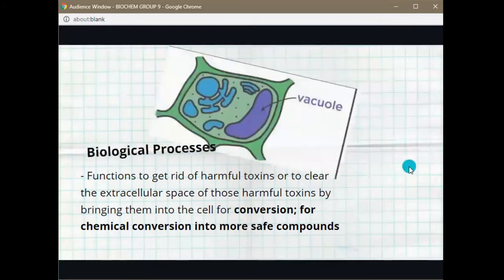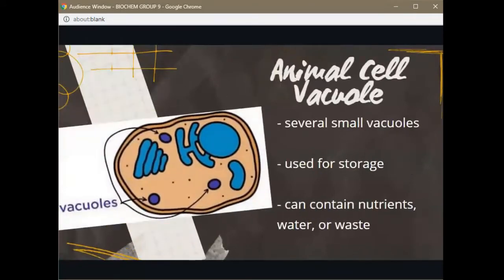Thanks, Dave. Next up, we have Daniela to discuss the animal cell vacuoles portion. Take it away, Daniela. Thank you, Zadie. So the vacuoles in the animal cells are smaller in size, but they are numerous and distributed throughout the animal cell. There are some animal cells where you can't find any vacuole. It can also contain nutrients, water, or waste.